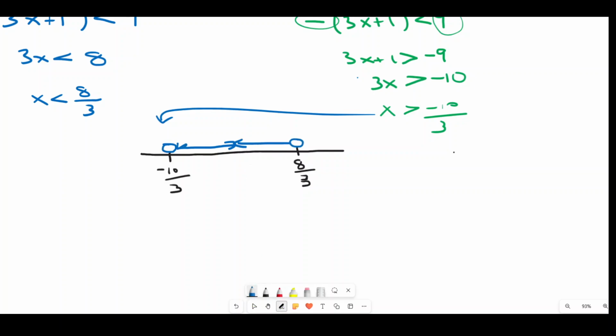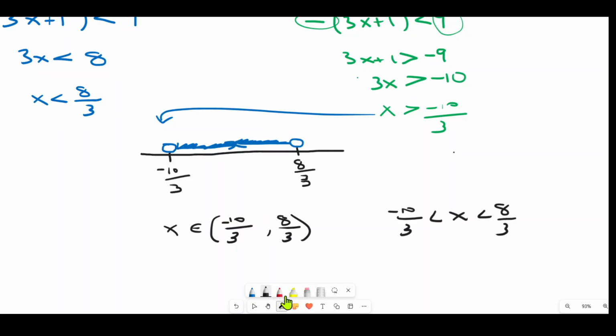So the answer is actually all of the numbers between -10 over 3 and 8 over 3, but not including them. So I would write x is an element of the open interval from -10 over 3 to 8 over 3, because it's all the numbers between. If you wanted to write your answer in set notation, you would say that -10 over 3 is less than x, which is less than 8 over 3. But I like interval notation for a question like this.